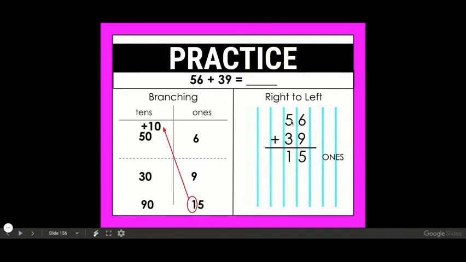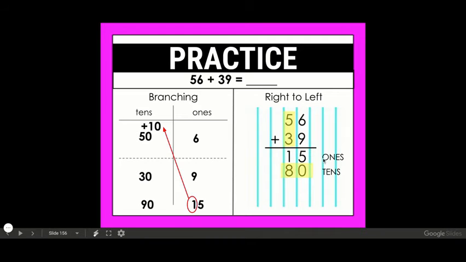Now let's come back over here, and now I'm ignoring my ones and I'm just adding my tens. So I have 5 tens plus 3 tens. 5 plus 3 is 8. So 5 tens plus 3 tens equals 80. Notice I wrote it right underneath my ones.